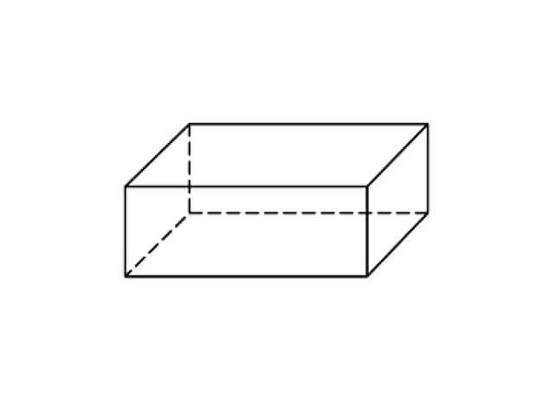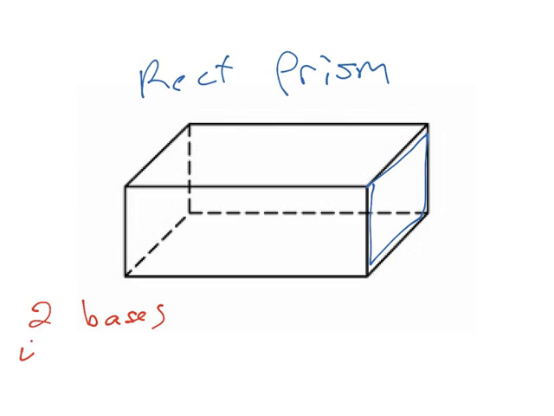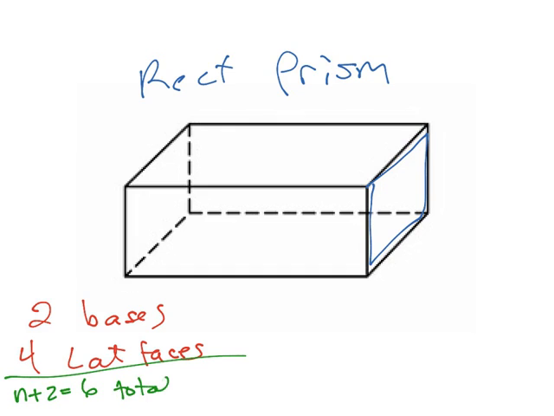Okay, so let's do this. Here we have a rectangular prism, and I know that because we have rectangles. The fun thing about rectangular prisms is that everything is a rectangle: the base, the lateral faces, all of those things. So one thing to think about, in a rectangular prism, we have 2 bases and we have 4 lateral faces. That means we have n plus 2 equals 6 total faces, because if we have a rectangular base, that means n is 4.